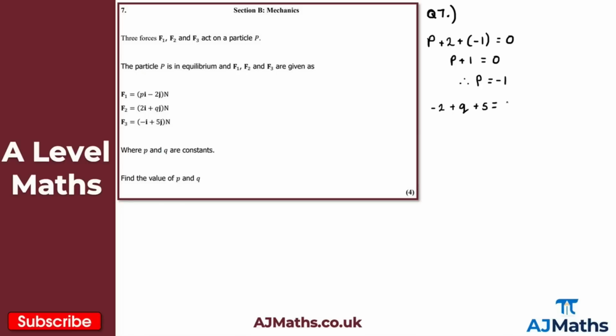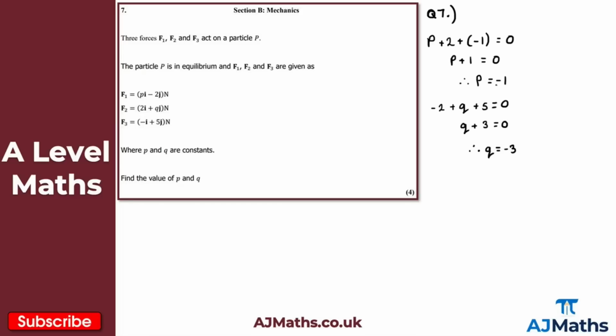And again, because it's in equilibrium, these would be equal to 0. So minus 2 plus 5, that would be 3. So I get Q plus 3 equal to 0. And again, we can simply solve for Q. So subtract 3 off both sides. We get Q equals minus 3 there. Okay, and there we have it.